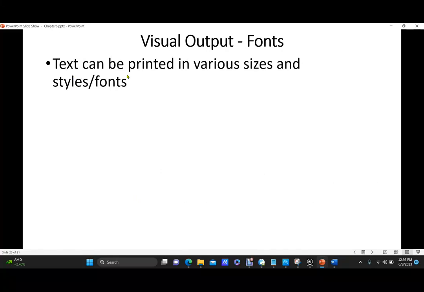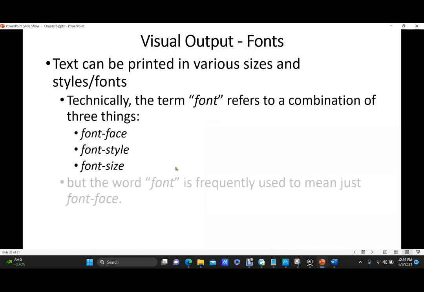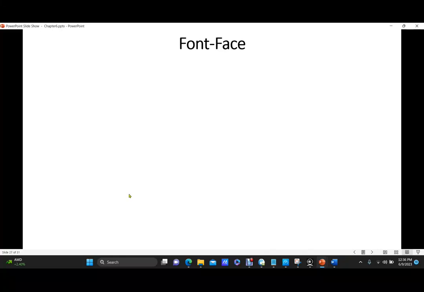Text can be printed in various sizes and various styles. Technically, the term font refers to the combination of font face, font style, and font size, but it's very often used as just the style or font face.